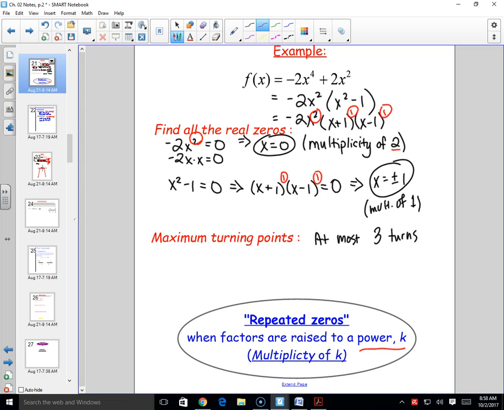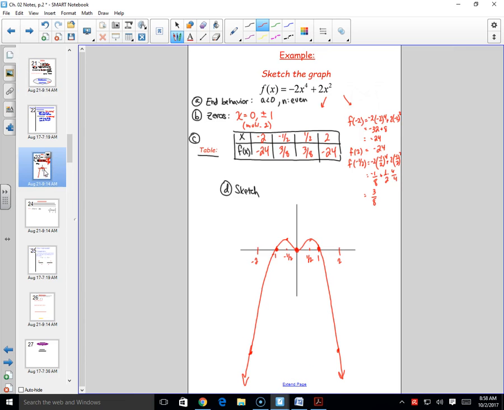So he has a multiplicity of 1, he has a multiplicity of 1, he has a multiplicity of 2 because of the powers. Right. Now on the graph, any multiplicity that's even, there's going to be a bounce there, and any multiplicity that's odd is going to cross through there. Which is why cross through, bounce, cross through.